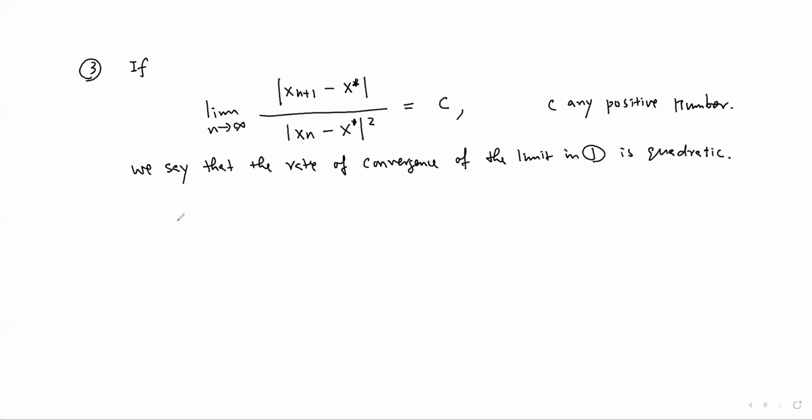Let me prove it. According to the definition of superlinear, we need to compute this limit. Now, I assume the sequence x_n has convergence rate quadratic. Number 3. Let me give a name to this limit. I assume number 3 is true. Then the conclusion is quadratic convergence must be superlinear.